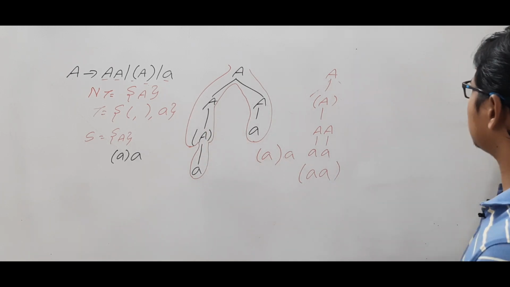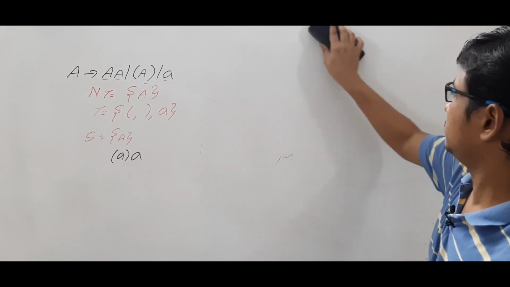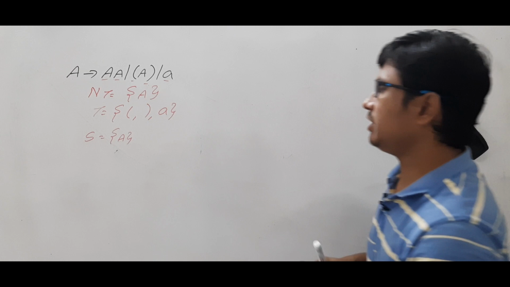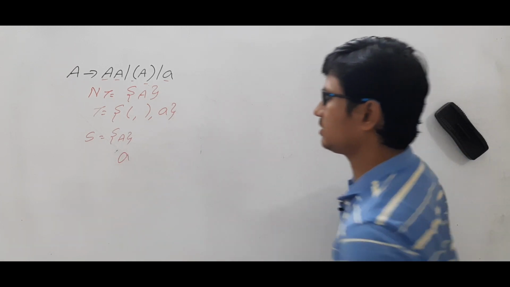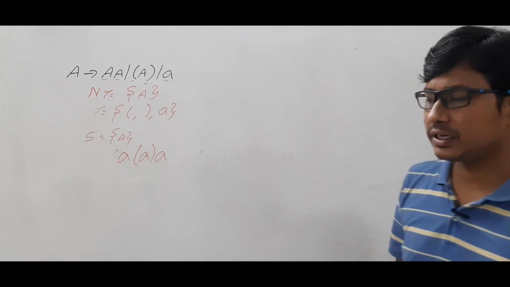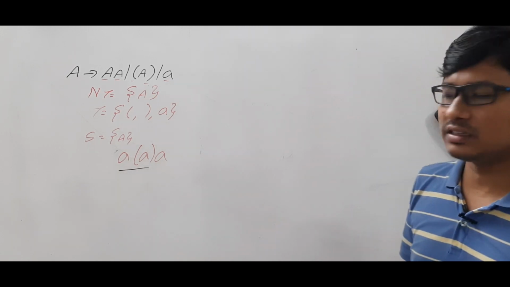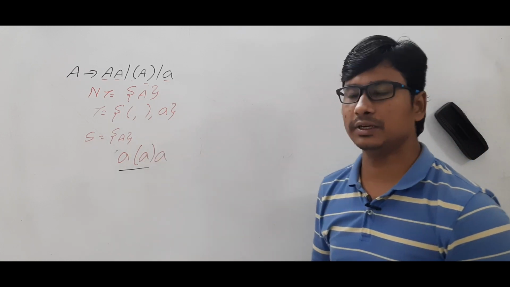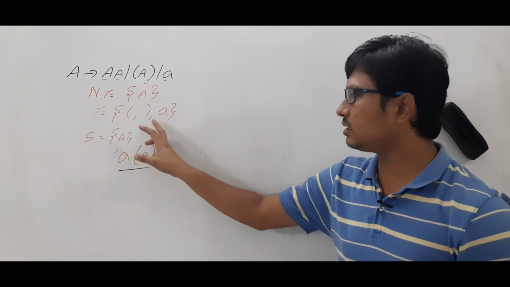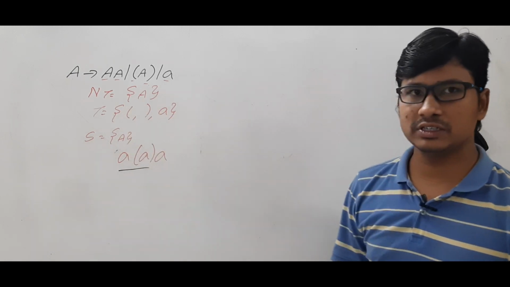So let me check with other strings. Okay, let's see. I will take this string: a, open braces, a, close braces, a. I hope it is visible for you. Now check whether the string is possible with these terminals or not. a is there, open braces is there, a is there, close braces is there, a. Yeah, this string is possible over these terminals.